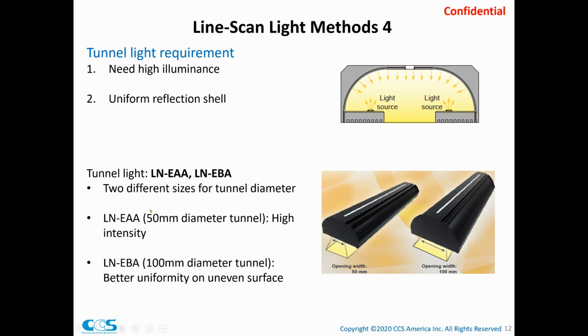So the LNEAA is 50 mm diameter. The benefit of the small diameter is it gets higher intensity because the light will scatter less.